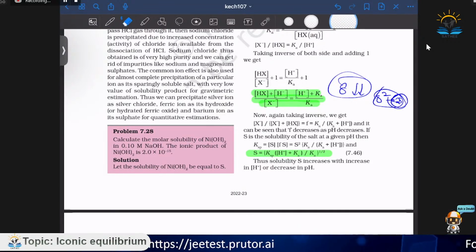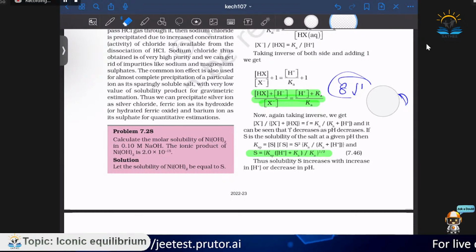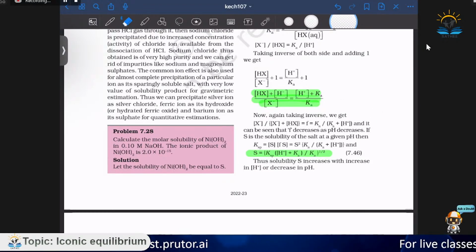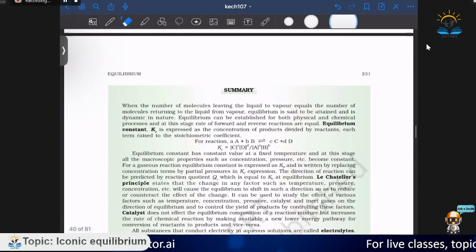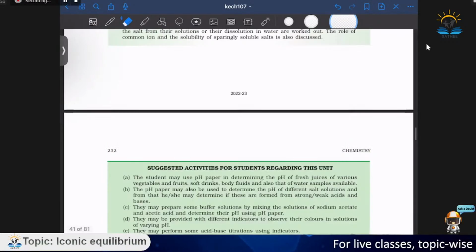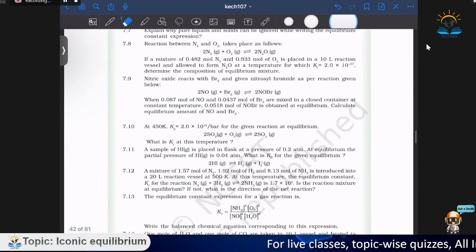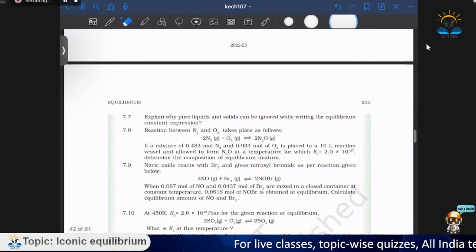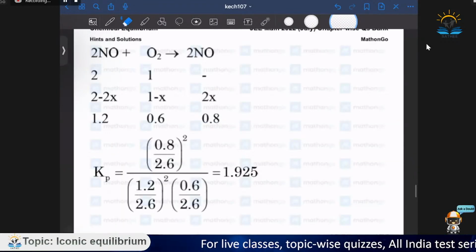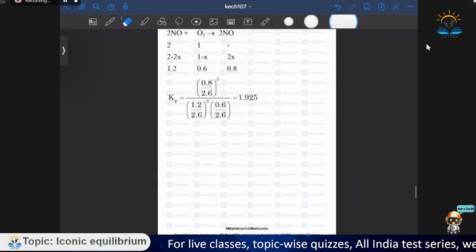So you have to see how much you can ignore. Just ignore the lower amount if it is being squared, right? Let's move on to the questions of ionic equilibrium, previous year questions. Let's see what we have.